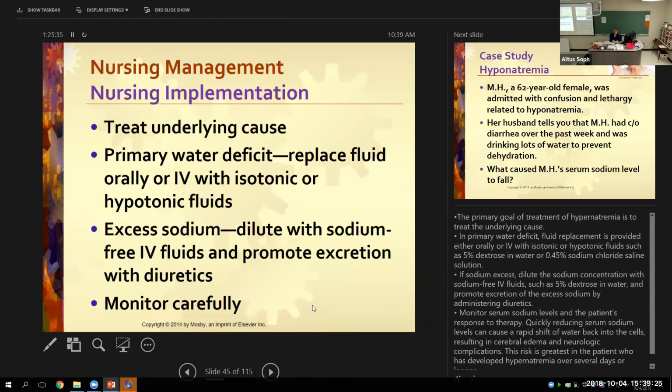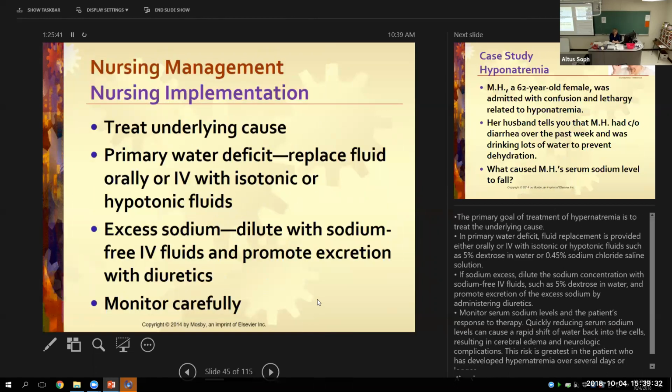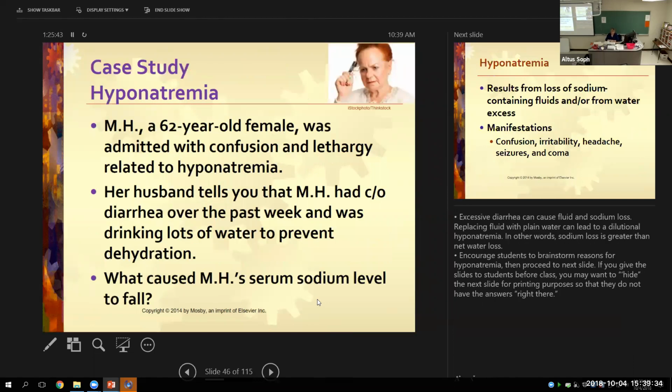So we have a person here, a 62-year-old female, admitted with confusion and lethargy related to, okay, now she has hyponatremia. Did we switch here? We were talking about hypernatremia, right? So now we're talking about hyponatremia. Sometimes you have similar symptoms, but really the opposite is going on. So now the sodium level is too low, falling below 135.